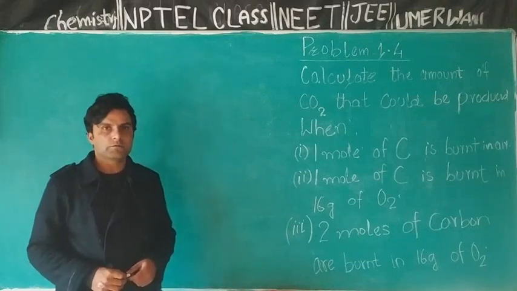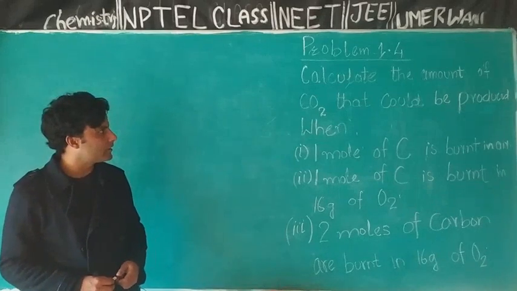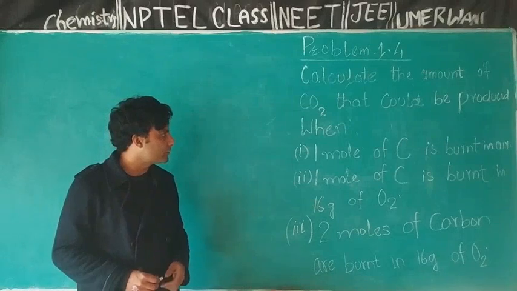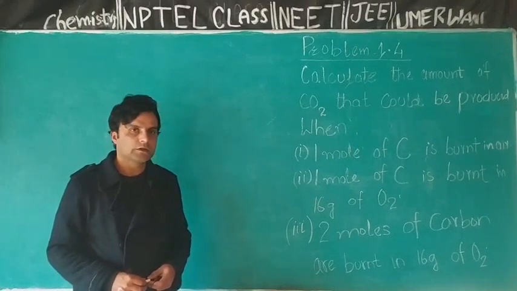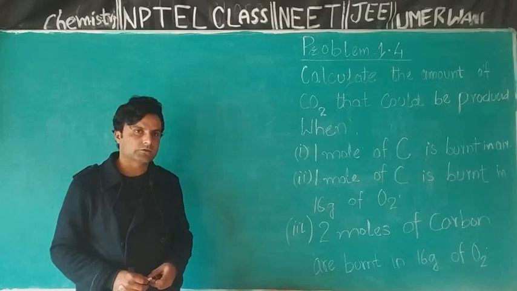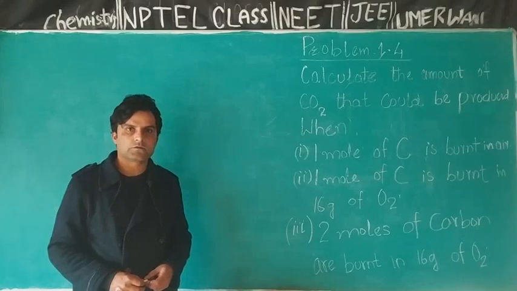So, our problem is: calculate the amount of carbon dioxide that could be produced when 1 mole of carbon is burnt in air, 1 mole of carbon is burnt in 16 grams of oxygen, and 2 moles of carbon are burnt in 16 grams of oxygen.